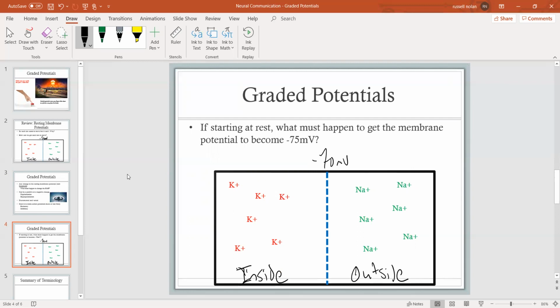So definitely pause the video and give yourself a chance to think about this, because if you can answer this correctly, then that's going to really show you that you know this concept. You are understanding what is happening here. So pause the video. I will go over the answer. But remember, the question here is, which ions are you going to move to make the membrane potential -75 millivolts?